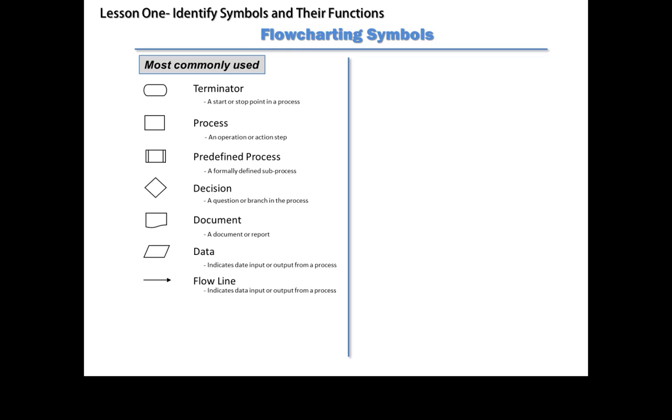Connector is a round circle. It shows a connection between two different flows. And when you get in more complex flow charts, you may use this, and sometimes you'll see them in data flow charts as well. And it's a jumping point from one process to another.